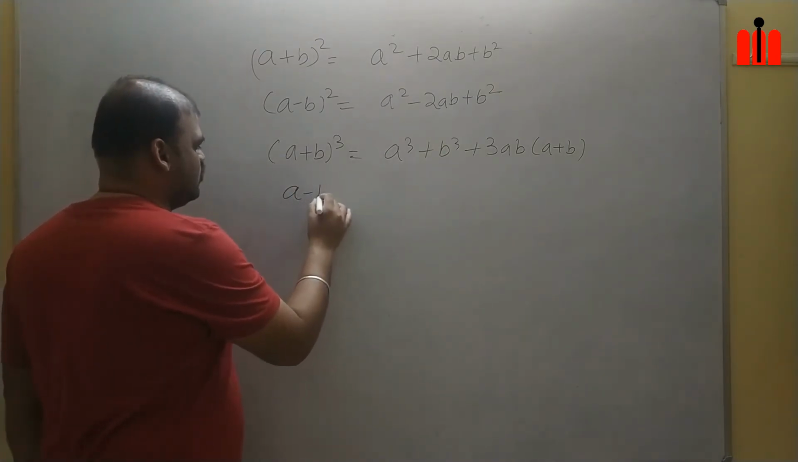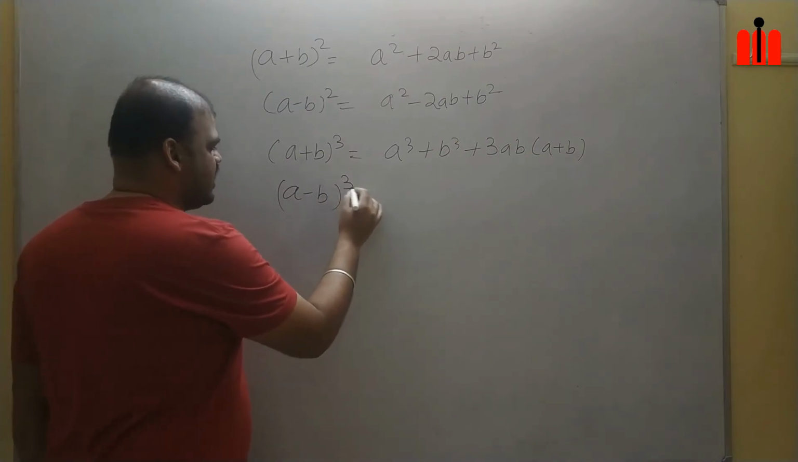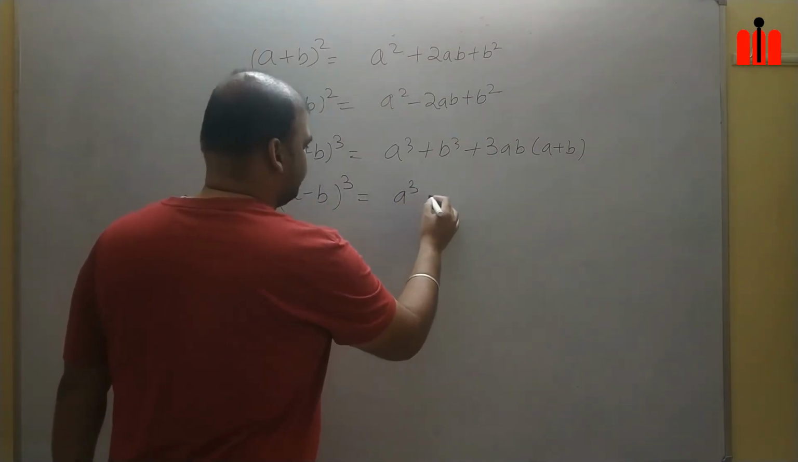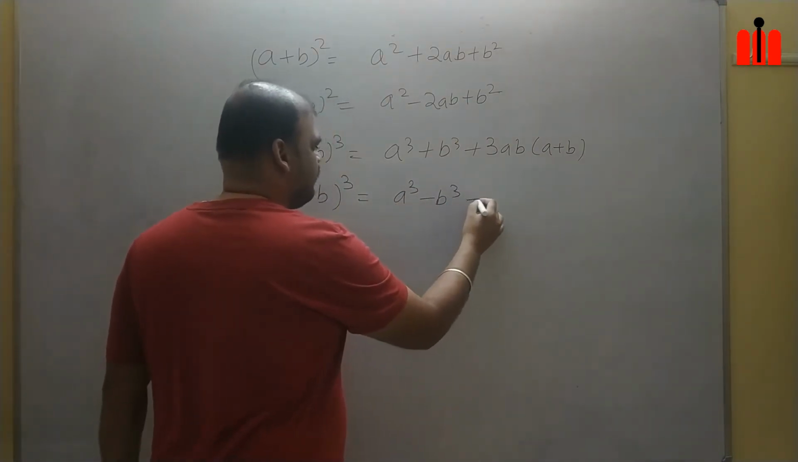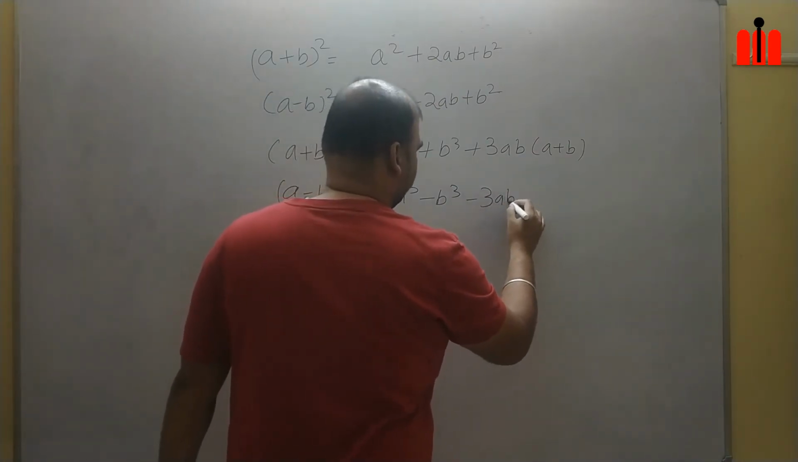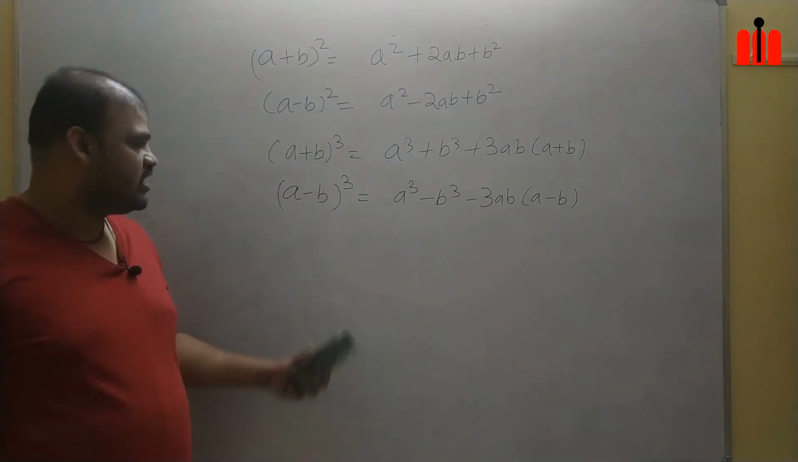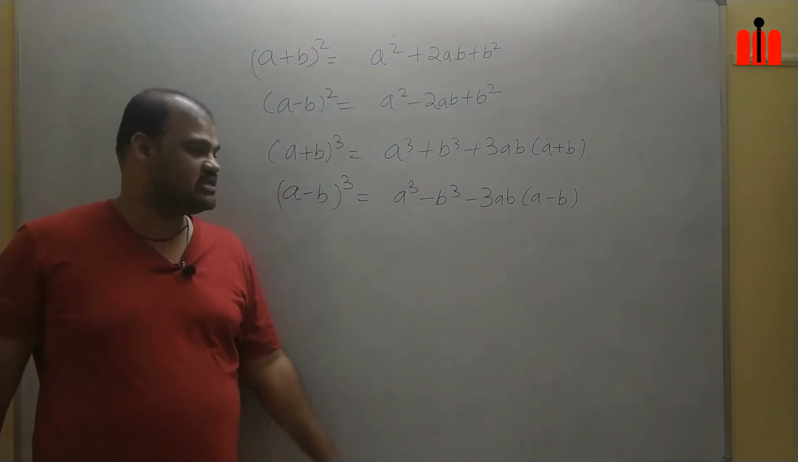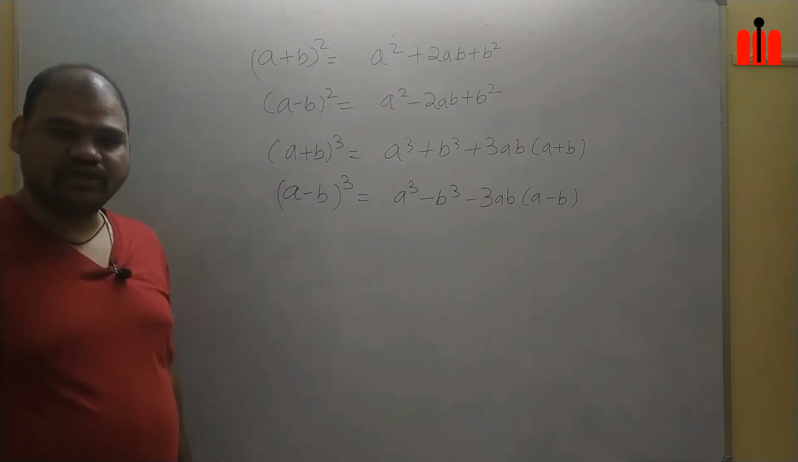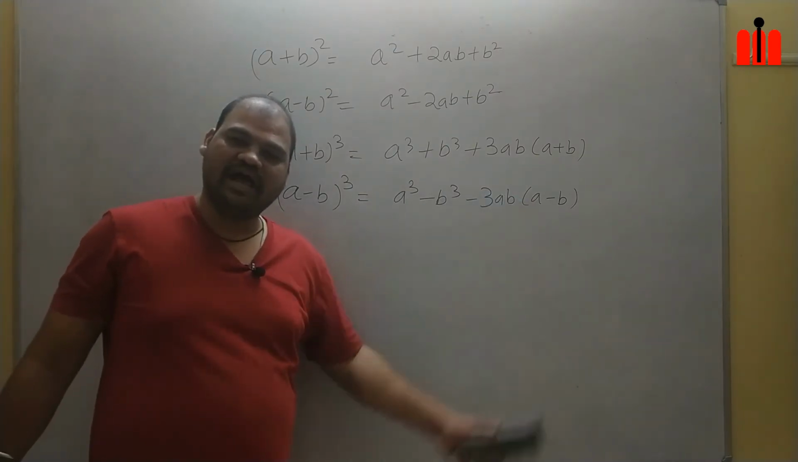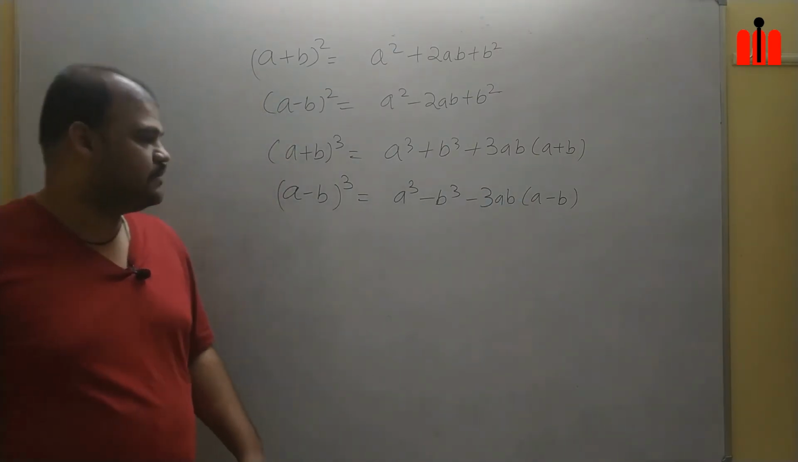A minus b whole cube. A minus b whole cube is a cube minus b cube minus 3ab bracket a minus b.